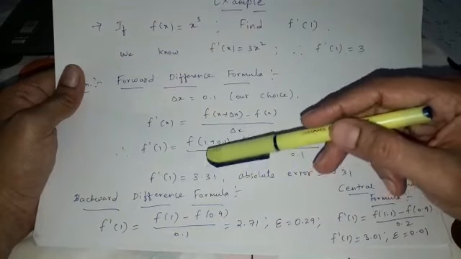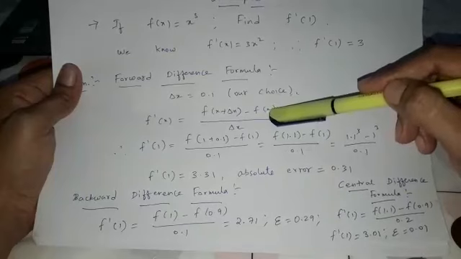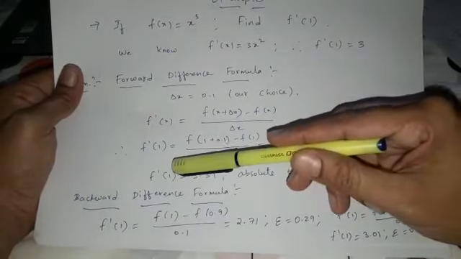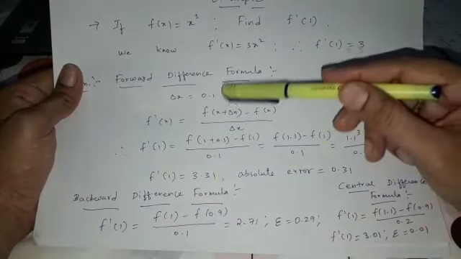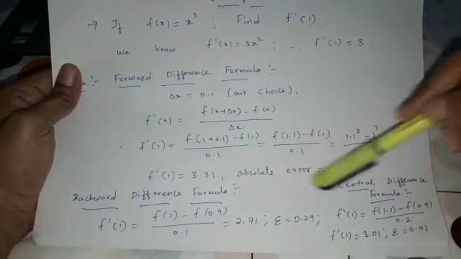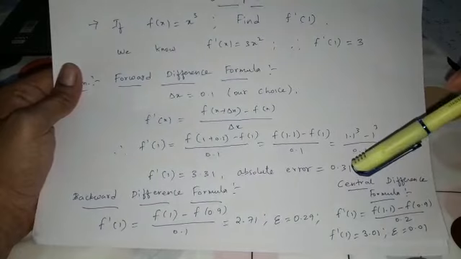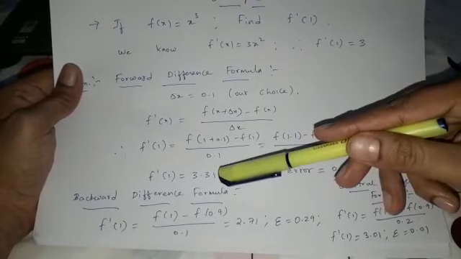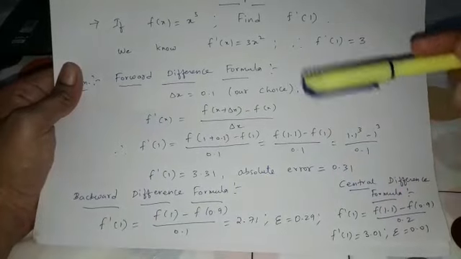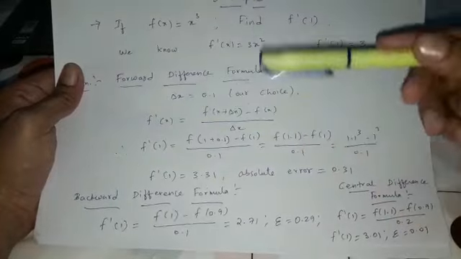Okay, so this is not the exact formula. I already said in the last lecture it is the approximate formula. But f dash of 1 is 3. So f dash of 1, using the forward difference formula, I got as 3.31. The absolute error is 0.31. That is, modulus of 3 minus 3.31, you will get 0.31. Okay, to get a more accurate solution, I suggest you take the value of delta x to be smaller.